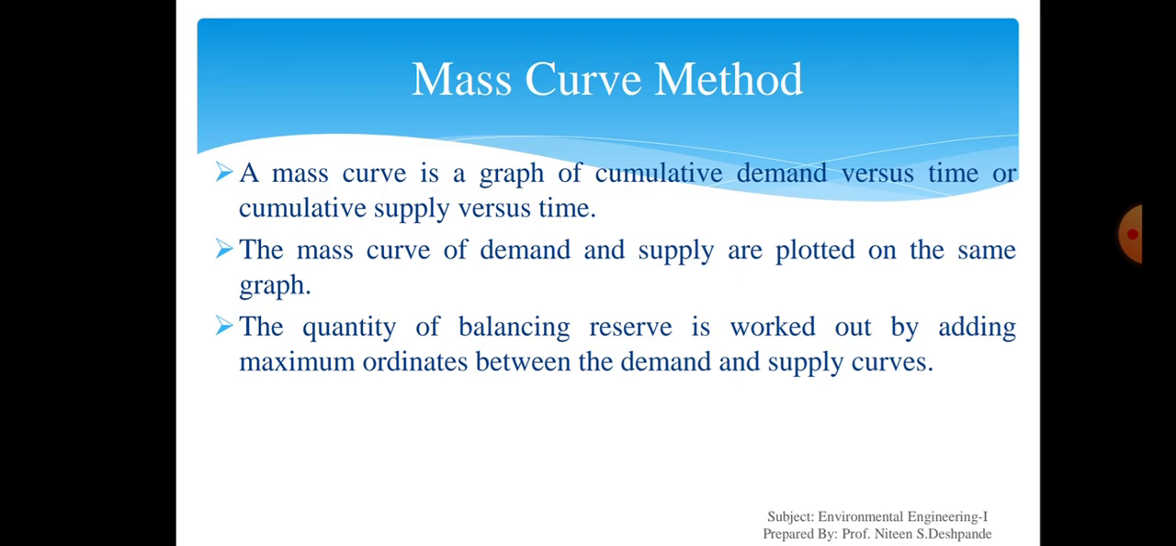Now, the calculation of the balancing storage of the reservoir. How to calculate the balancing storage, that we are going to see. The first method of calculation of the balancing storage is called the mass curve method. A mass curve is a graph of cumulative demand versus cumulative supply versus time. The mass curve of demand and mass curve of supply are plotted on the same graph. The quantity of balancing reserve is worked out by adding the maximum ordinates between the demand and supply curves, which we are going to see in the next slide.